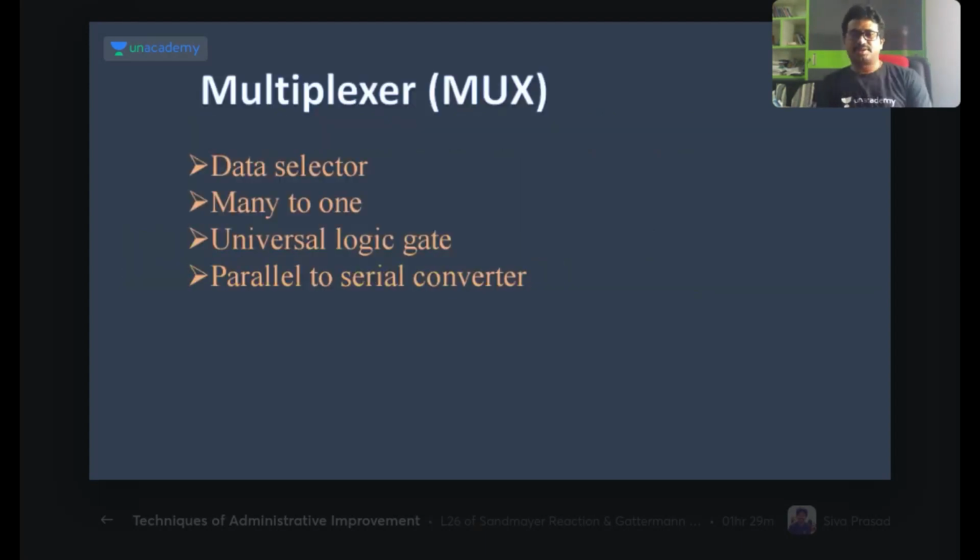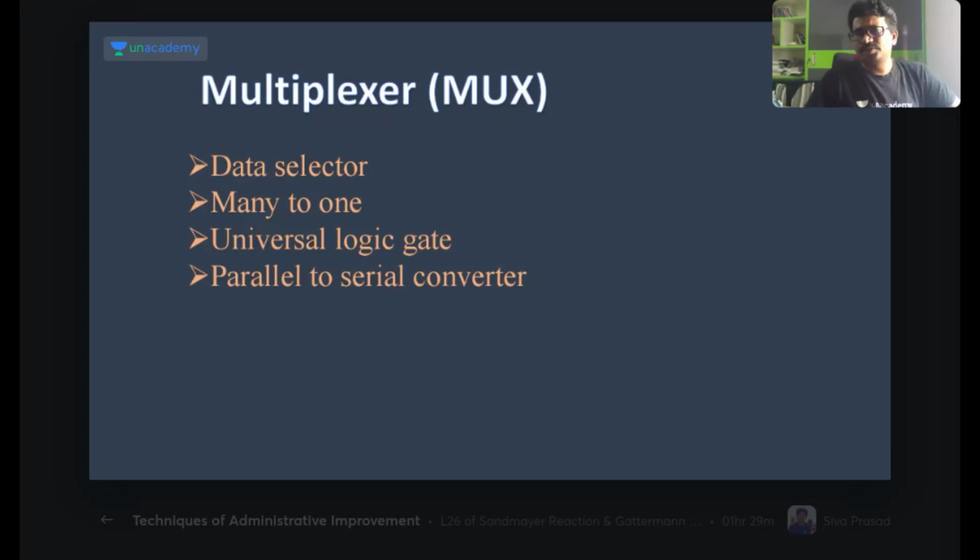Take down the different names for multiplexers. The multiplexer is called a data selector. It is also called a many to one selector, and it is also called a universal logic circuit. I will tell you why it is called a universal logic circuit.